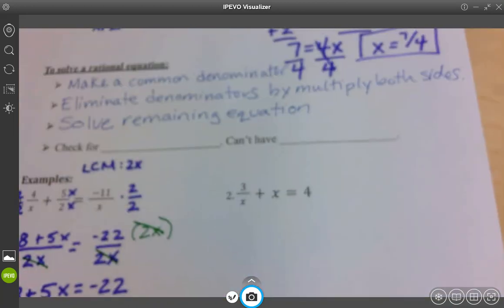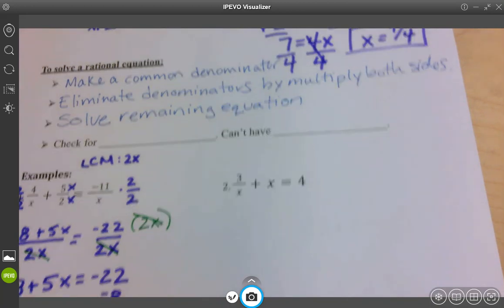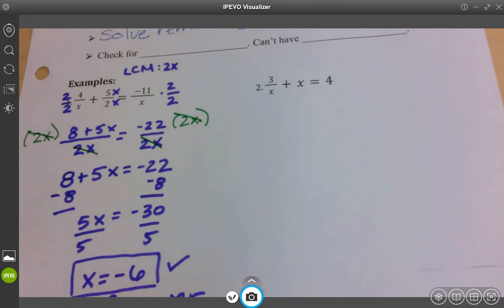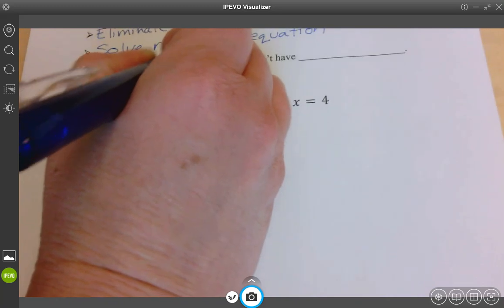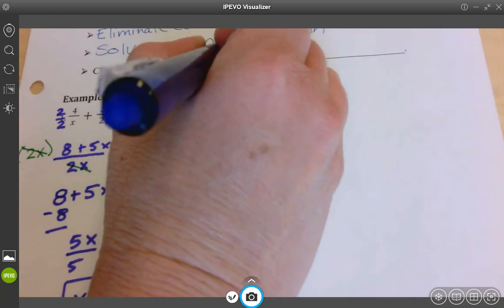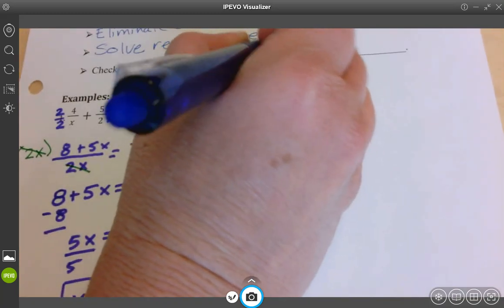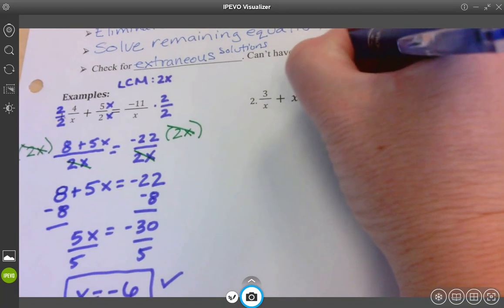Okay? And what did we check for at the end? We checked to see if your x would make the denominator equal what? 0. Yeah, so we can't have a denominator of 0. So the answers that we're checking are called extraneous solutions. Extraneous solutions means you did all the steps right, but you still have an answer that doesn't work. So check for extraneous solutions. You can't have a denominator equal to 0.